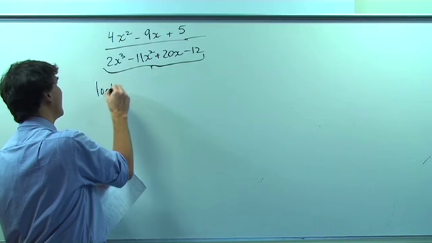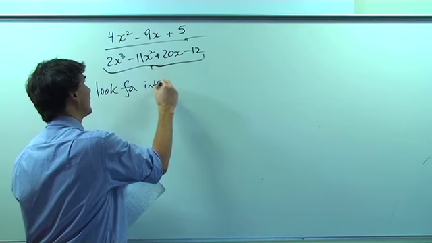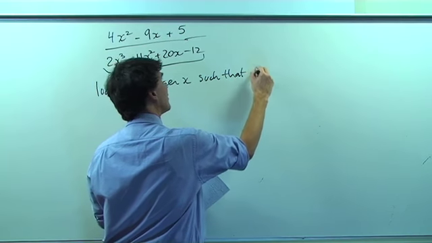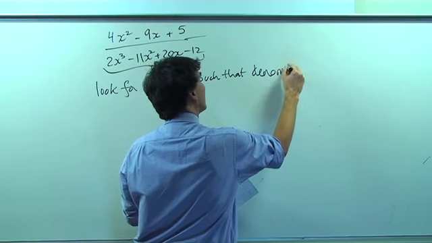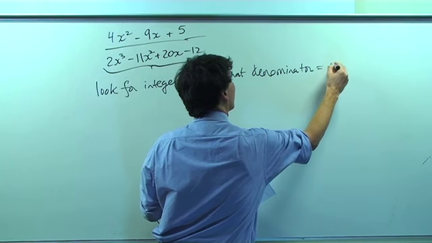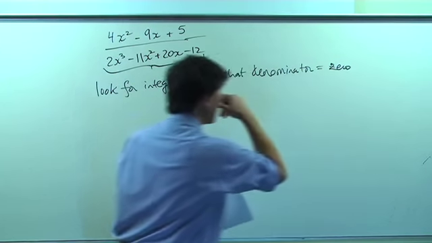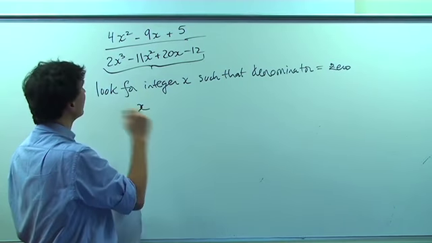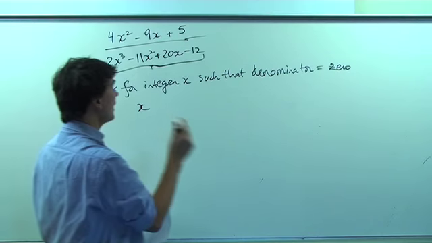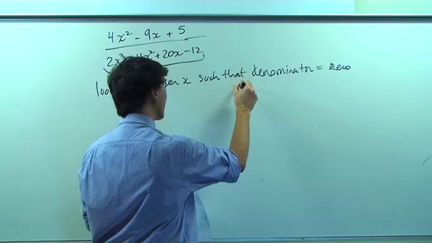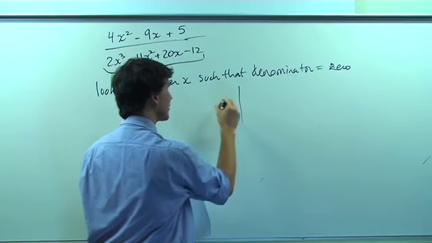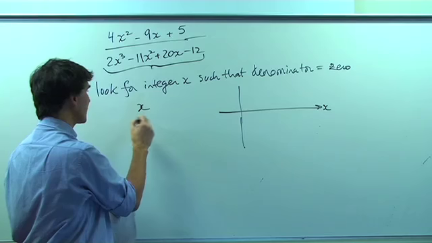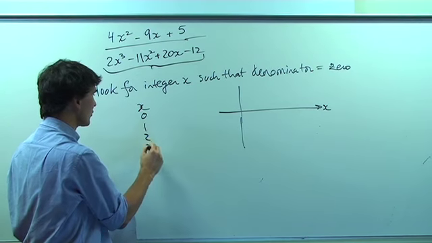So look for integer x such that the denominator is equal to 0. Okay, well, let's write down a few values of x, and in fact, since we're doing this, we might as well plot that function there, since we're going to be calculating values of x here. So let's say x is, say, 0, 1, 2, 3.